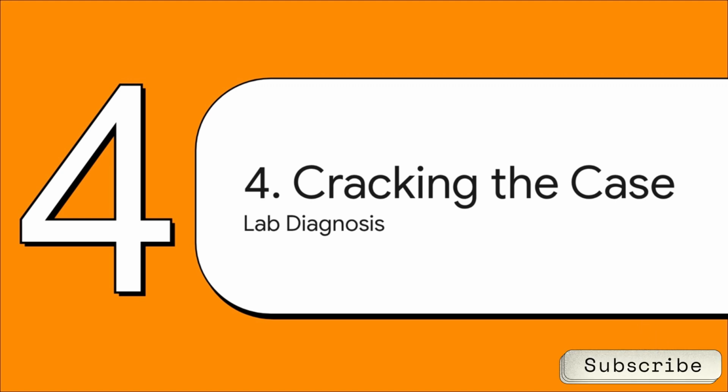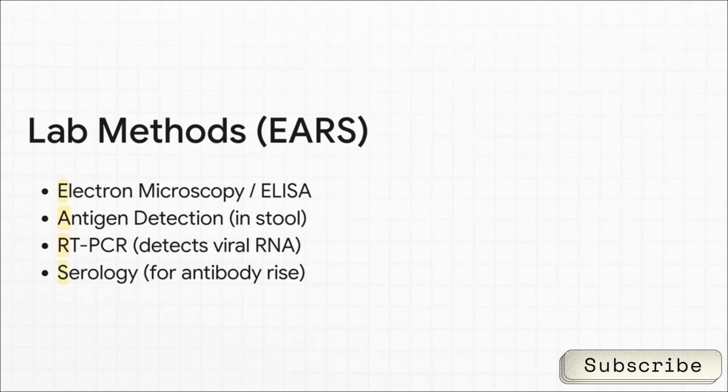Let's talk lab diagnosis. We've got a few tools in our kit, and you can remember them with the mnemonic EARS. We can use ELISA, or electron microscopy, to literally see its wheel shape. We can do antigen detection in the stool. We can use RT-PCR to find its genetic fingerprint. Or we can use serology to see a rise in antibodies.